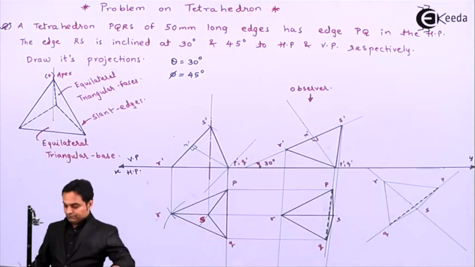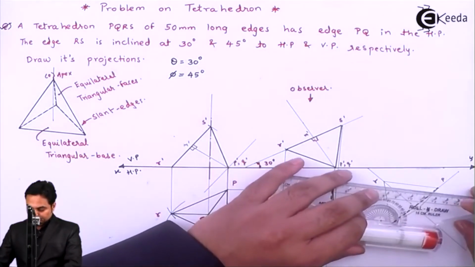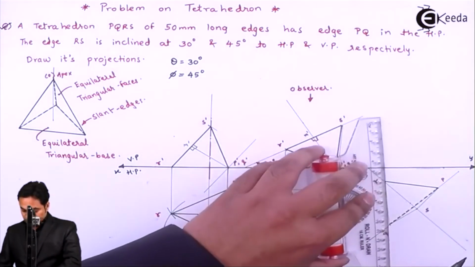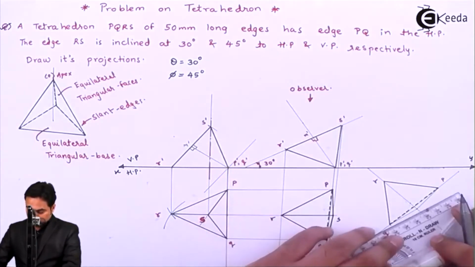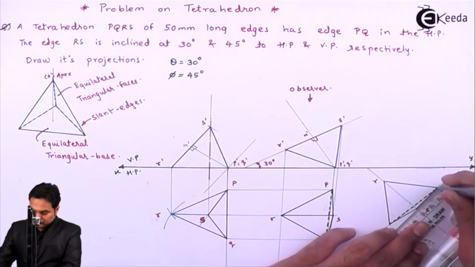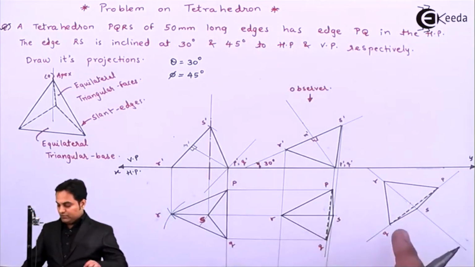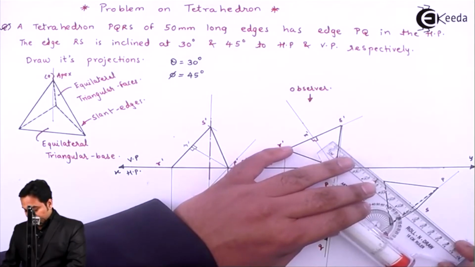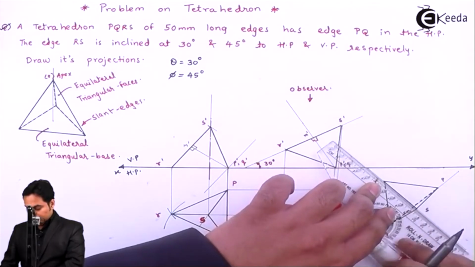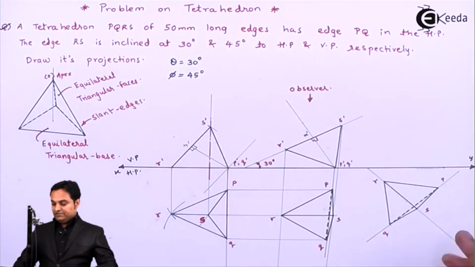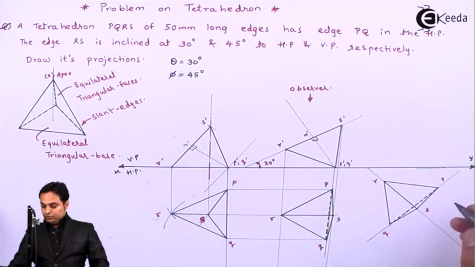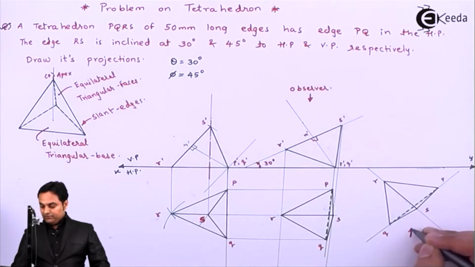Next, connecting the remaining points with the help of dark line. Next, joining RS with the help of dark line. Now this is the tetrahedron and here I have drawn the top view for it. Next, to project its front view, the observer is in this direction.